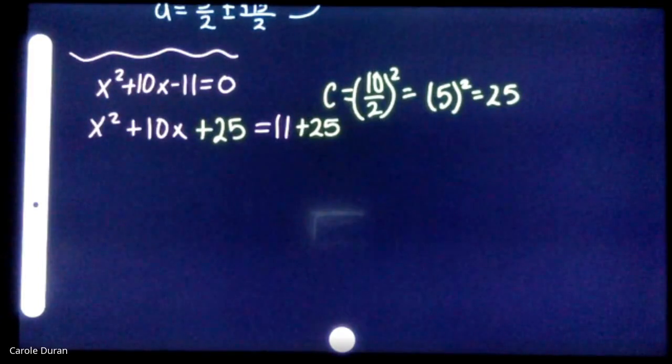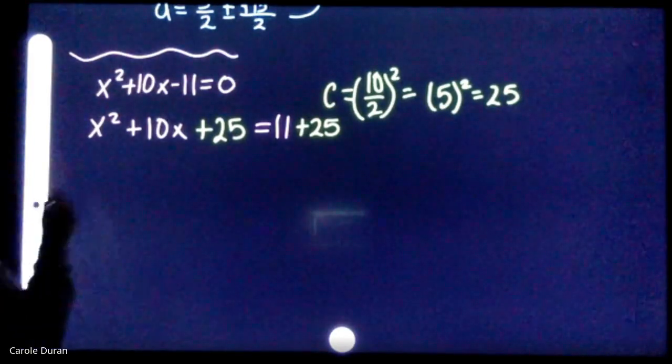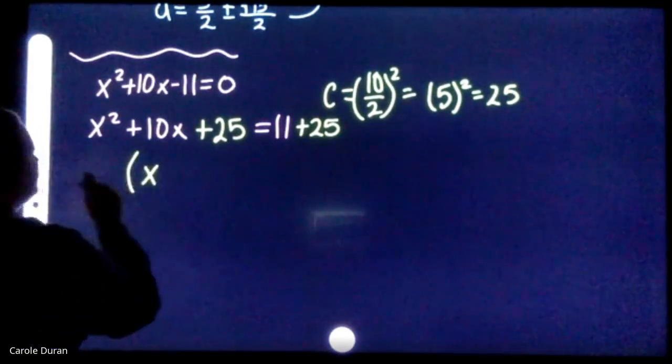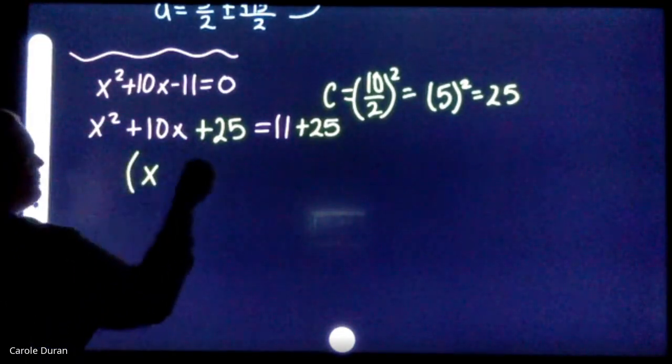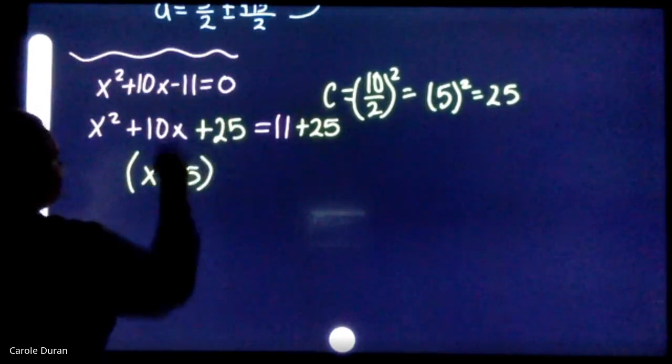Now that I have a perfect square trinomial on the left-hand side, it's going to factor into my root of x squared, which is x, and my root of 25, which is 5, with the sign of my middle term.